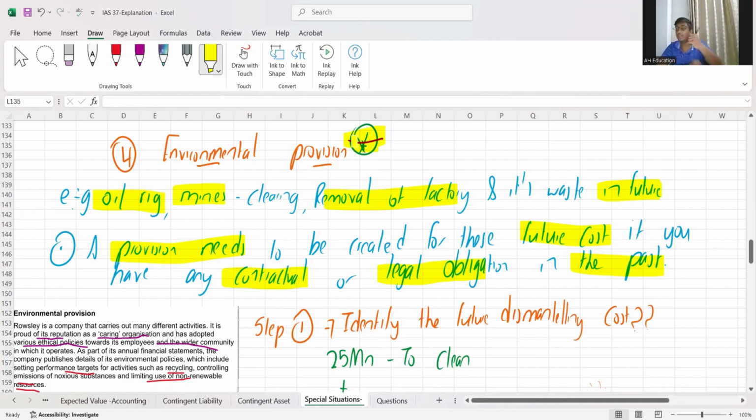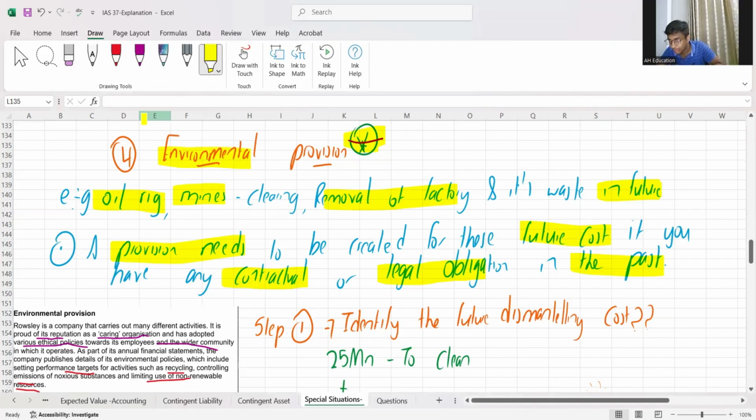Why? See, when you are building oil rigs in the middle of the sea, it's going to contaminate the water. When you are doing coal mines, you are digging as much as possible, and because of that, it creates landslides. Because of you creating factories, carbon dioxide is released and your ozone layer is getting damaged. So all of these are affecting your environment, both your present as well as your future environment. So here, I'm mentioning a provision needs to be created for these future costs.